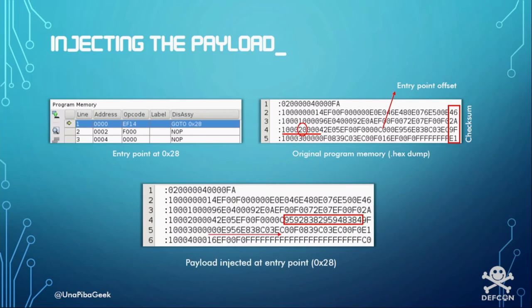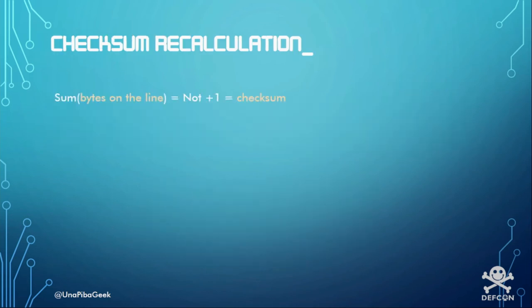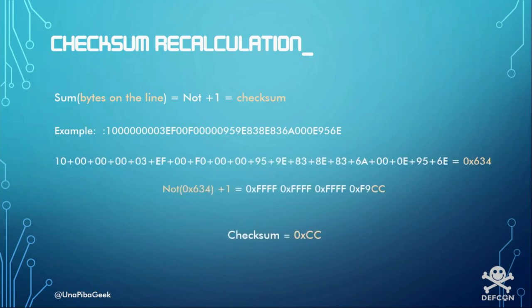First, we're going to inject our payload at the entry point. The original bytes in that part will be shifted to the right. But remember not to move the byte of the checksum, because we're going to recalculate it. This is the method we should use to recalculate the checksum. For example, if we have this line, we should make a sum of all the bytes of the line, and then do a NOT plus one, and the last byte of the outcome is going to be our checksum.